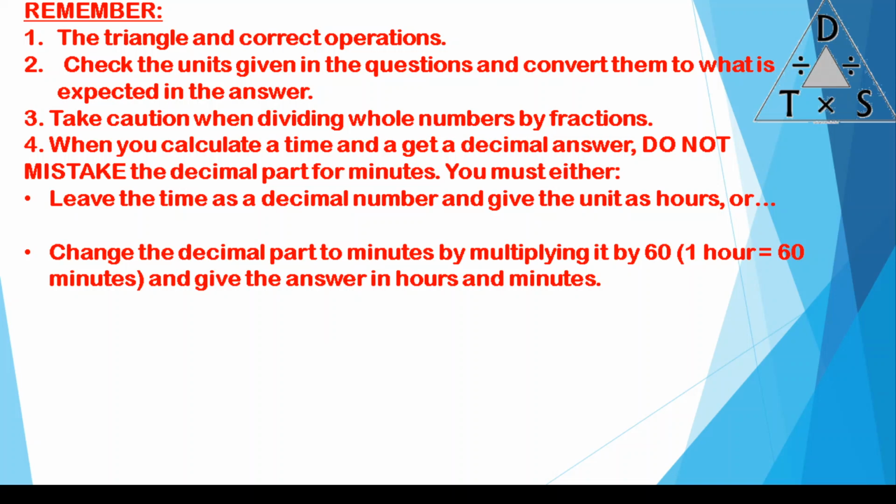4, when you calculate a time and get a decimal answer, do not mistake the decimal part for minutes. You must either leave the time as a decimal number and give the units as hours, or change the decimal part to minutes by multiplying it by 60, because we know that 1 hour equals 60 minutes, and give the answer in hours and minutes. And also check what the examiner requires at the end, on the answer. Is the answer asked as hours or minutes, and convert that.